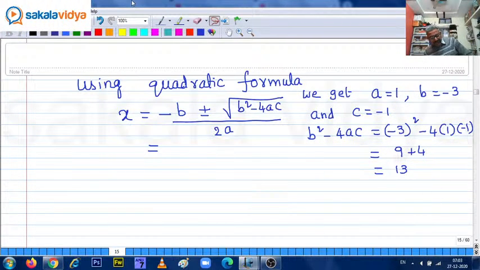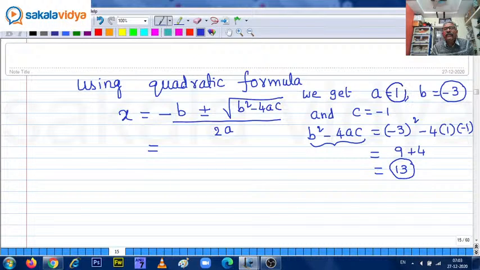See, with the help of these values, now we need to find out. Here b equals to negative 3. Here substitute, instead of b, negative 3. Now the b square minus 4ac value evaluated, that's 13. Let us substitute. A value is 1.